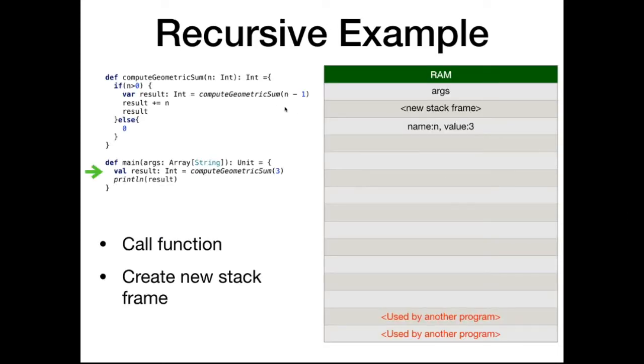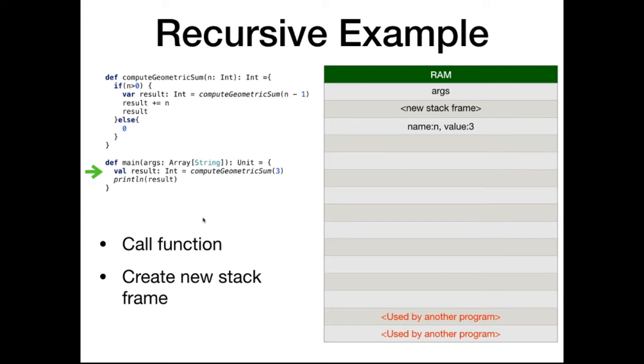So with this one, we want to compute the geometric sum of 3. So we want to have 3 plus 2 plus 1. We expect this to return 6. So let's trace through and figure out exactly how it determines what it's going to return and just how we get there. So first, main method. We've seen this before. We're going to have a method call. We're eventually going to assign that to the variable result.